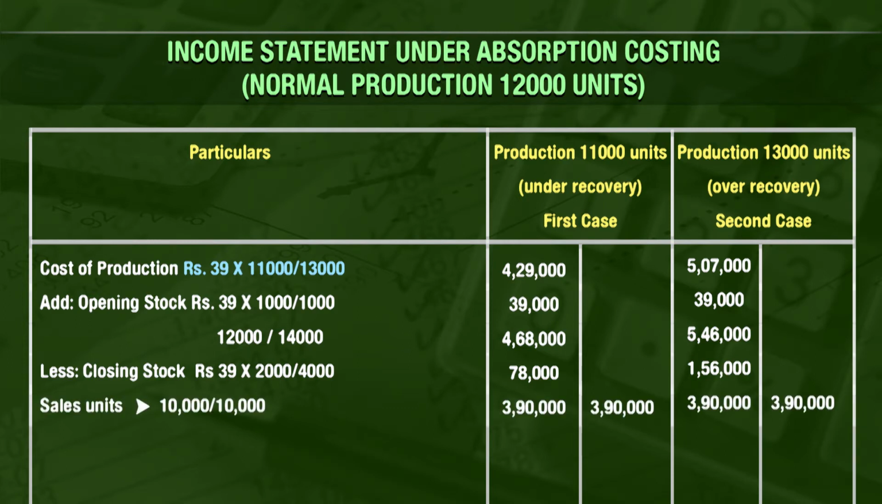Finally, the cost which we will get, 3,90,000 rupees, 3,90,000 in both the cases, is the cost of goods sold. This amount will be deducted from rupees 9 lakh and we will have our non-adjusted profit arrived at rupees 5,10,000 and 5,10,000 in both the cases.